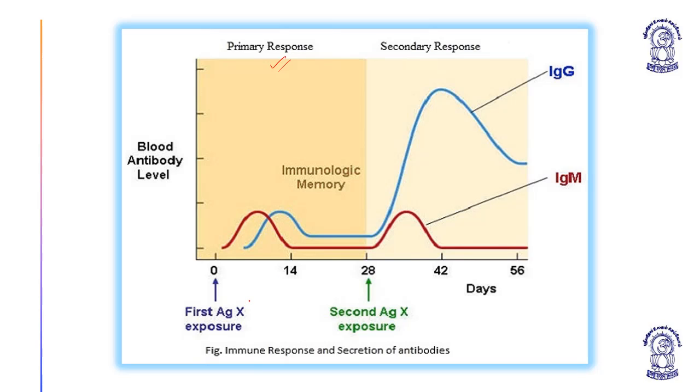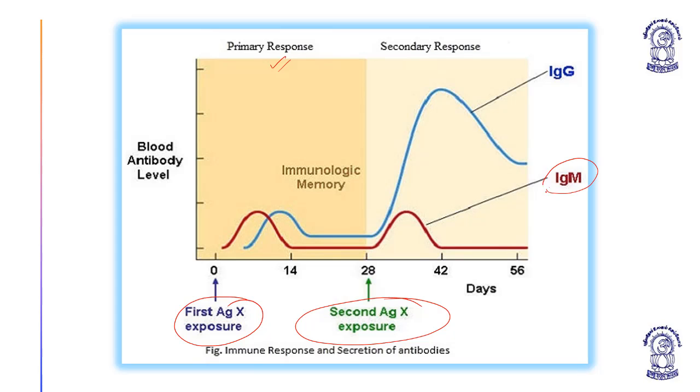This is the first antigen exposure, when no antibody formation can be seen. This is the second antigen exposure, or the start of the secondary immune response. During the primary immune response, there is a lag before the antibodies are formed. It first increases and then decreases. Then there is a lag, then it increases, then decreases.